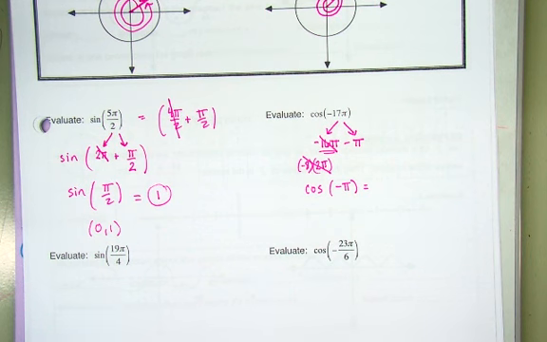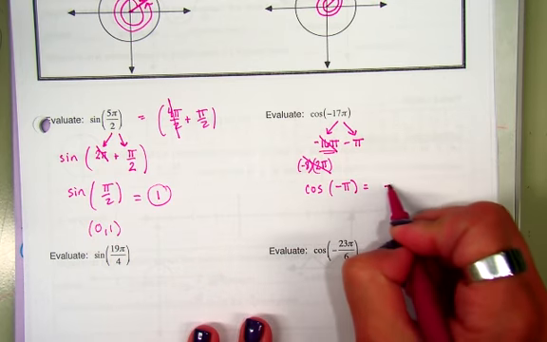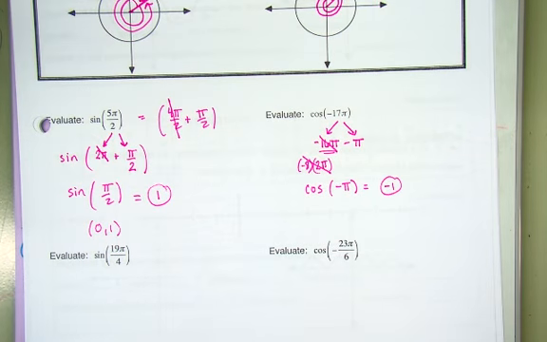So what's the cosine of negative pi? Yeah, it'd be negative 1. Good. Because negative pi would still be at pi. Okay, Solomon, go ahead.